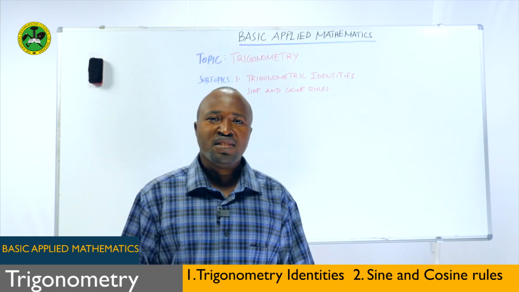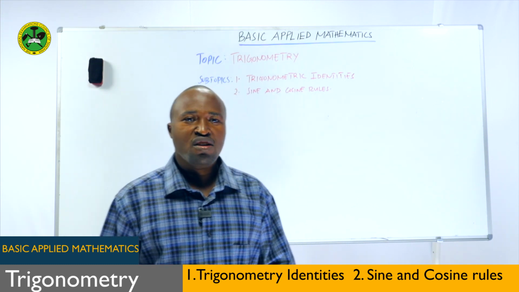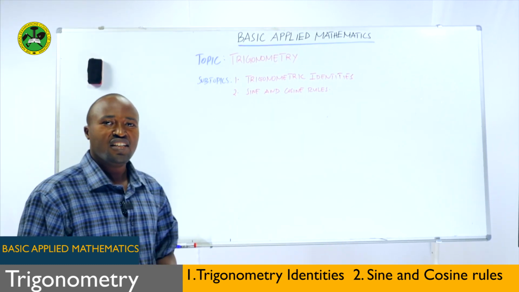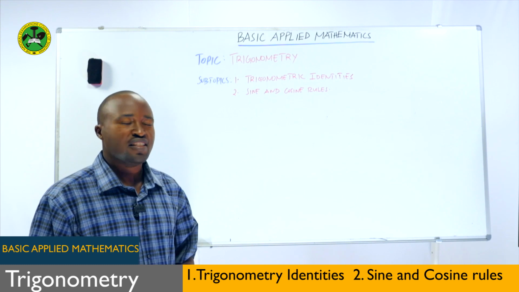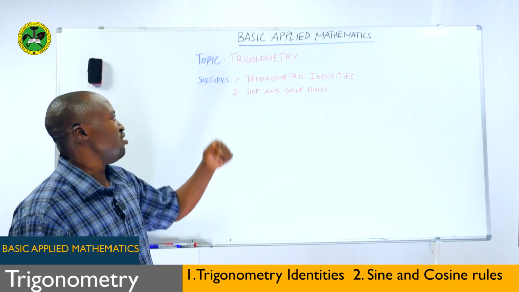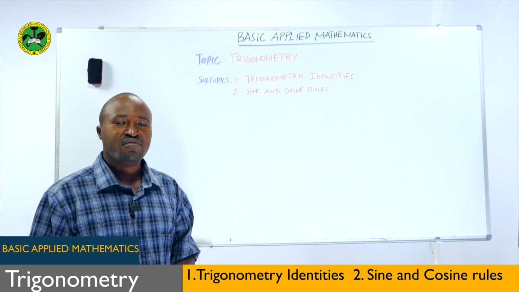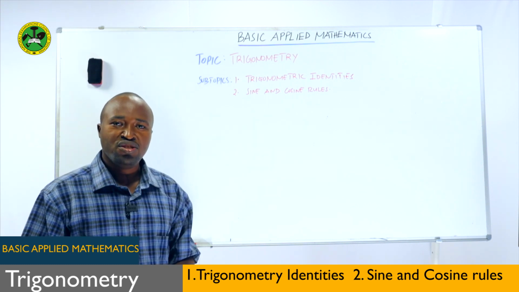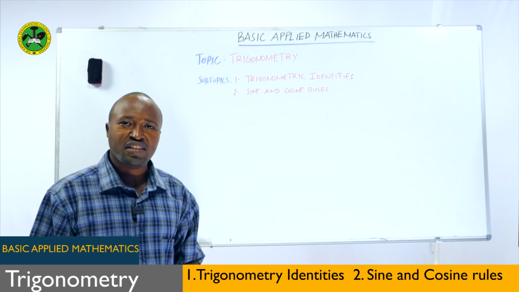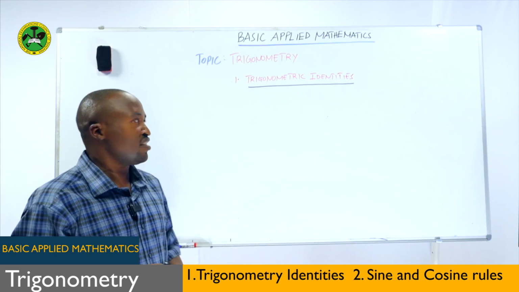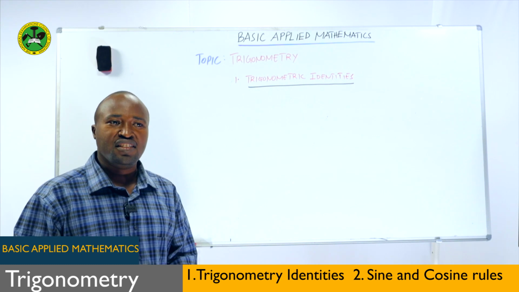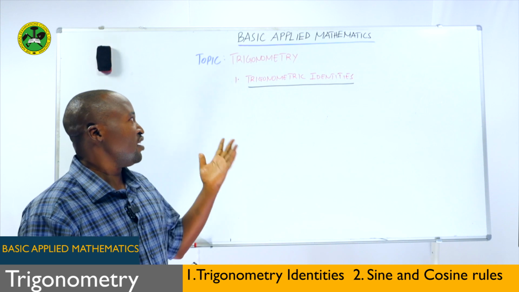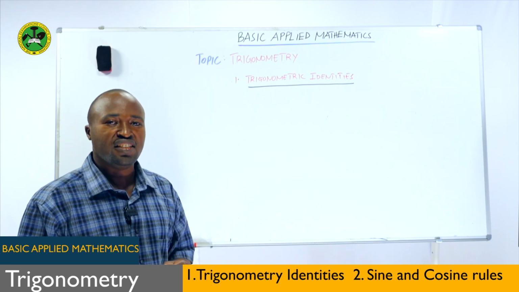In this part of the presentation, we are going to review questions concerning the topic of trigonometry. The subtopics that we are going to discuss are, number one, trigonometric identities. Number two, sine and cosine rules. Join with me till the end of this presentation. Now, students, let us start with the trigonometric identities. In this part, we are going to derive some formulas which are applied in trigonometric identities.